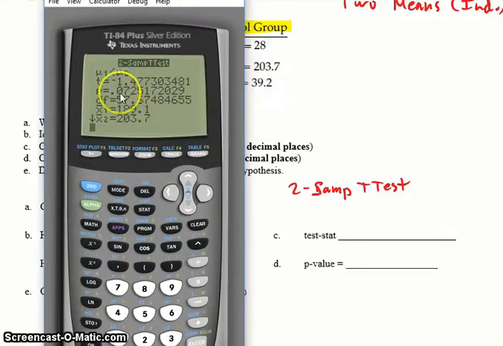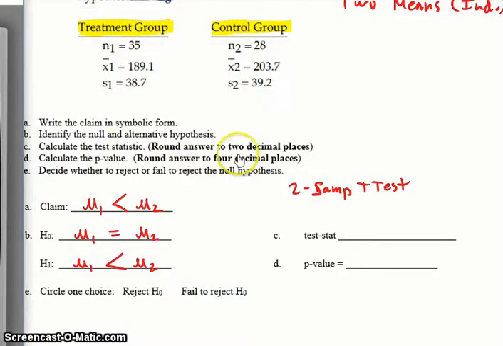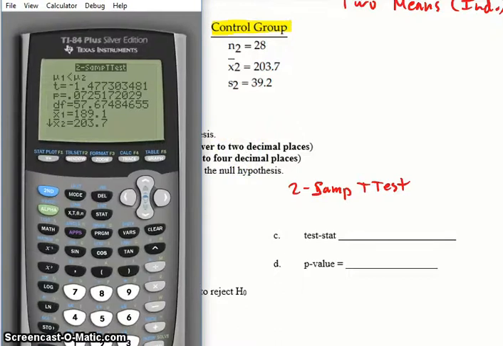This is the test statistic. This is the p-value. Again, please follow the round off instructions. For the test statistic, 2 decimal places, p-value 4 decimal places. So let's write those down. The test statistic is t equals negative 1.48. The p-value is 0.0725.